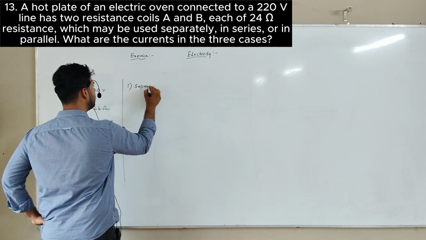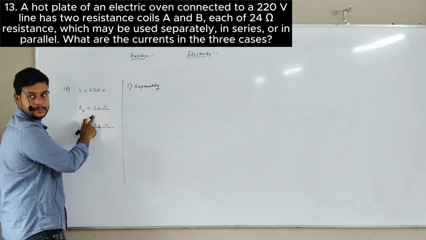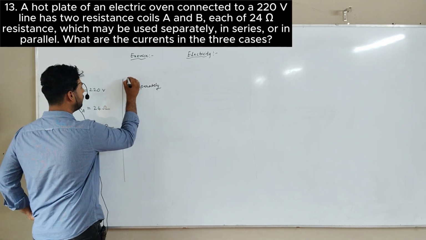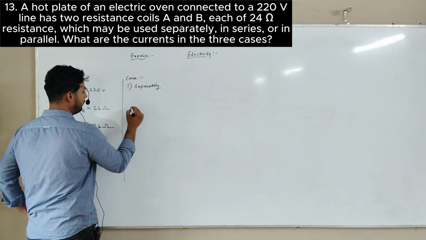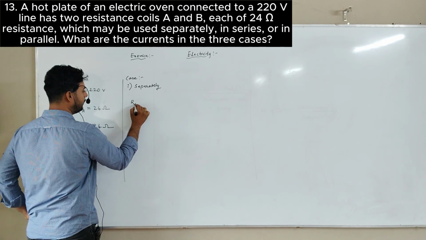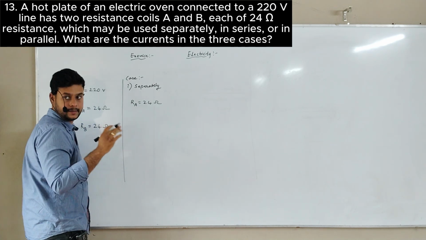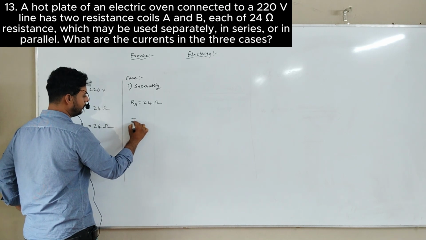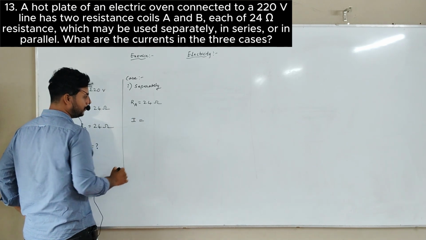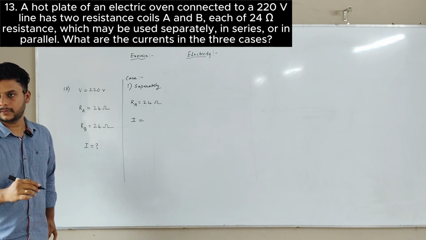I am just using only one resistance here. Only one resistance of this. Separately, case 1. So only one resistance I will use. Ra is equal to 24 ohm. I know Ra. I should find current I. Current I is equal to question mark here. In three cases, current I is equal to what formula? V is equal to IR. I is equal to V by R.